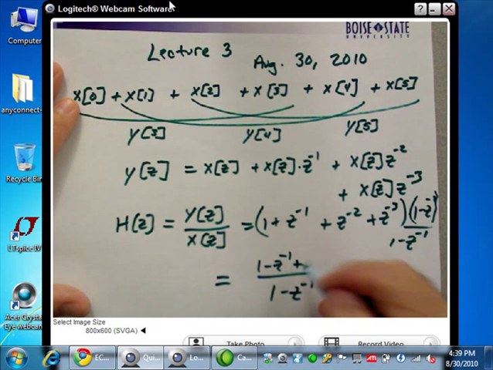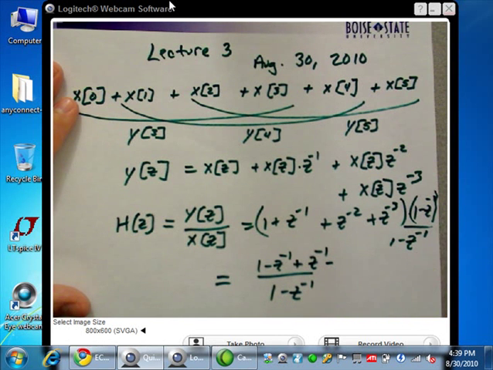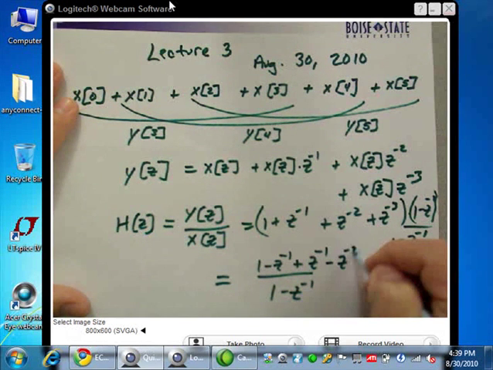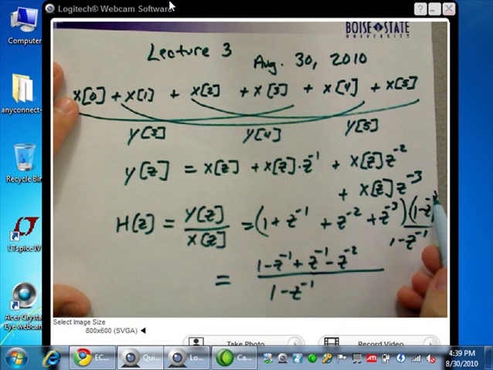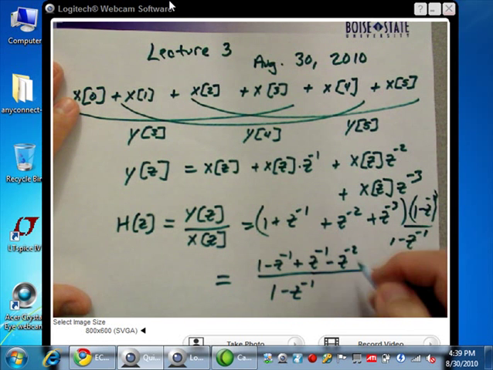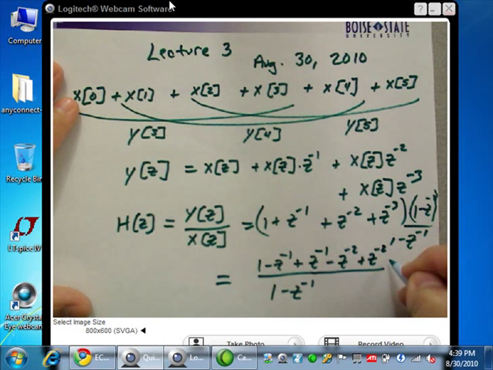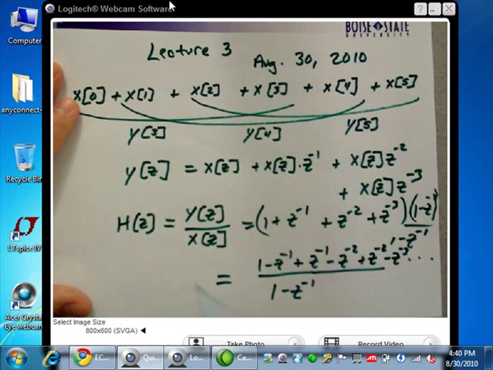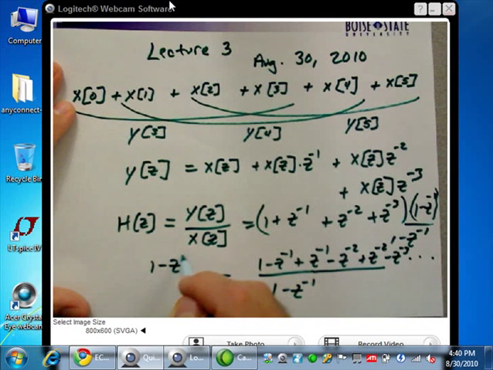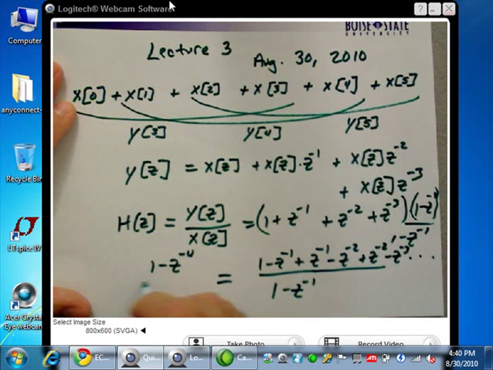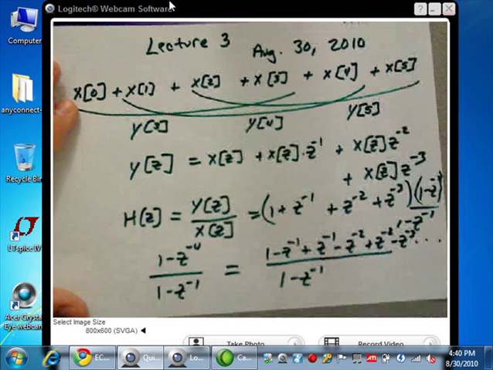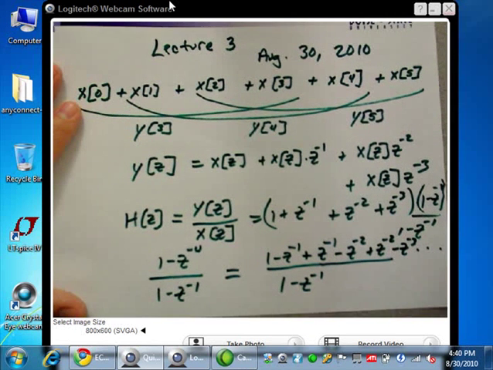I get 1 minus z to the minus 1 times 1. Then I get plus z to the minus 1 minus z to the minus 2. Then 1 minus z to the minus 1 times z to the minus 2 is z to the minus 2 minus z to the minus 3, etc. until I end up finally with what for 4? 1 minus, so these two cancel, the 3's cancel, 1 minus z to the minus 4 over 1 minus z to the minus 1.